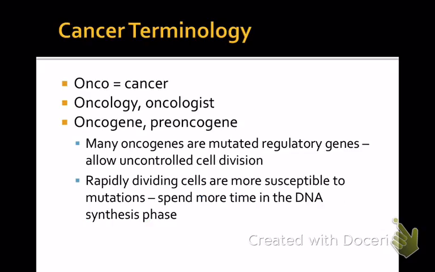So onco, you've heard of onco in terms of oncogene or oncologist or oncology. Oncogenes are the genes that, when they're turned on, cause cancer. And some of those are our checkpoint genes, the ones that were the gas pedal or the brake pedal. If the gene is mutated, then it may make the checkpoints not work right, which can allow rapid cell division. Okay, everybody pretty clear on those?